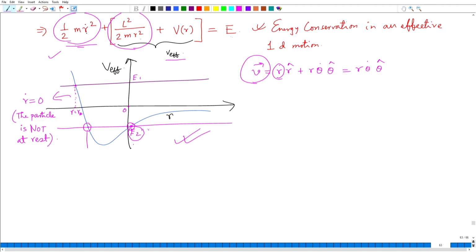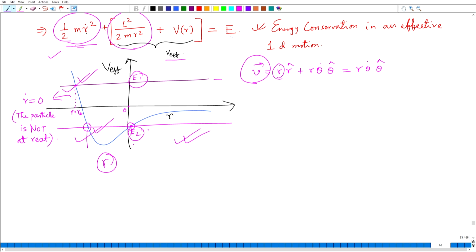So, you see with an E2 energy, the particle will have both a lower bound and an upper bound for the displacement, whereas for this energy E1 it will have a lower bound for the displacement, but the upper bound is at infinity. So, again you can see that with respect to this space coordinate r, here the particle will be considered to exhibit a bounded motion, and here it is showing an unbounded motion.